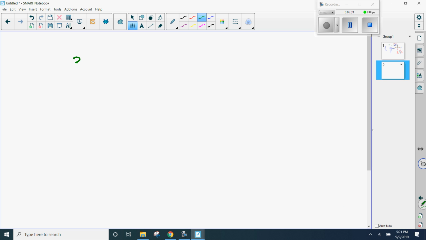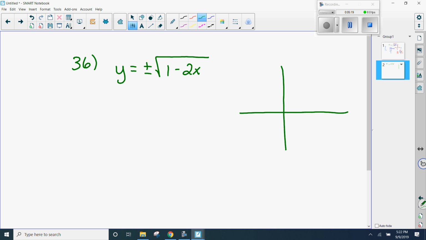If you look at problem number 36, it says y is equal to plus or minus the square root of 1 minus 2x. If we think for just a moment, the parent function of the square root of x, I know she probably did not talk about graphing, but the general graph of a square root looks something like that. Now, we can manipulate it and we can have the graph turned backwards or something like that.